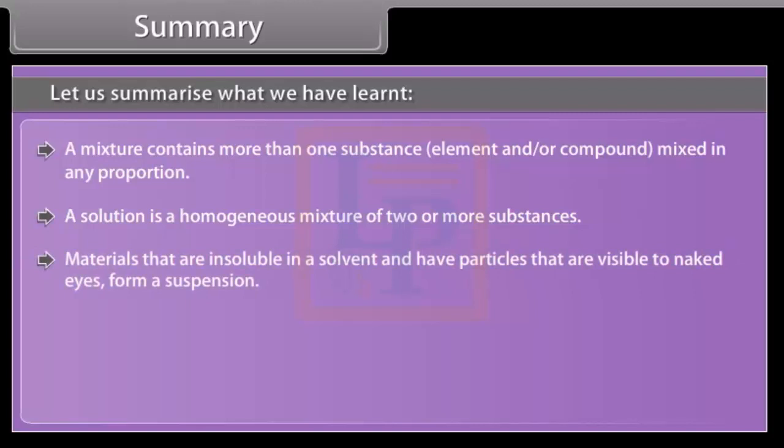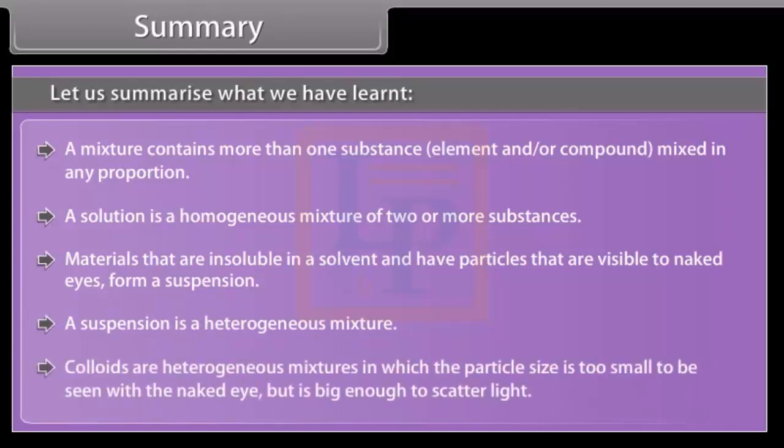Materials that are insoluble in a solvent and have particles that are visible to the naked eye form a suspension. A suspension is a heterogeneous mixture. Colloids are heterogeneous mixtures in which the particle size is too small to be seen with the naked eye but is big enough to scatter light.